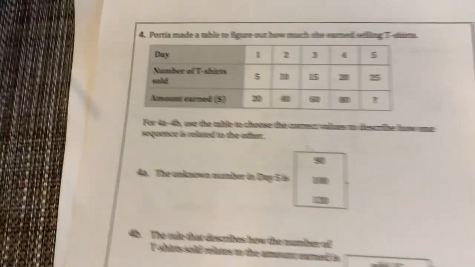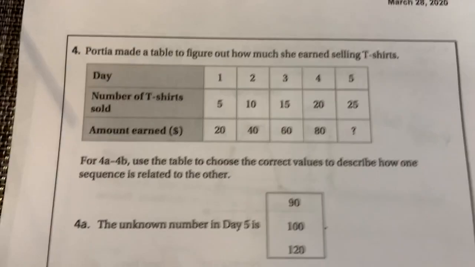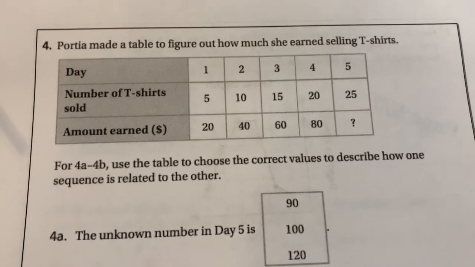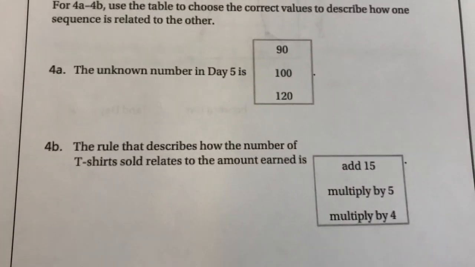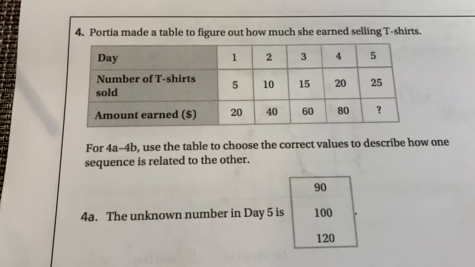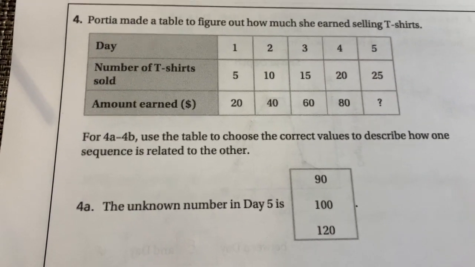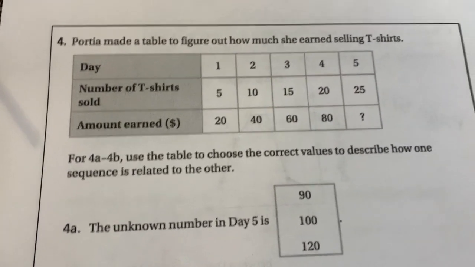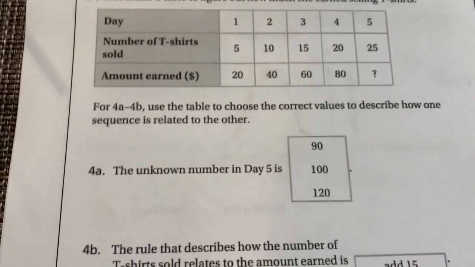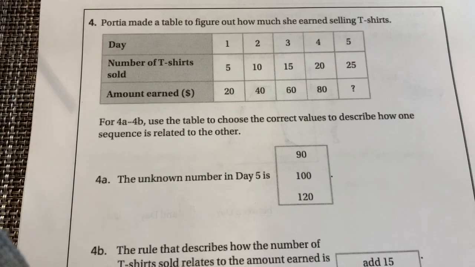Next. Number 4. Portia made a table to figure out how much she earned selling t-shirts. So for these 2 questions, we're just going to choose the correct answer, okay? We're going to find the unknown value that's in this table, but first we have to look at what the relationship is, right? We're looking from top to bottom.